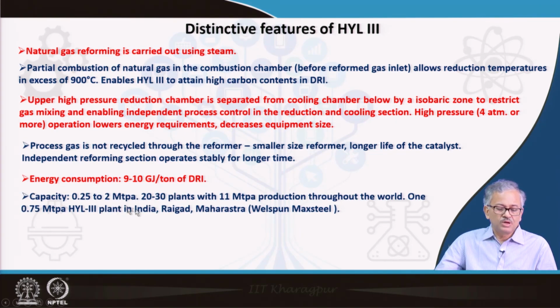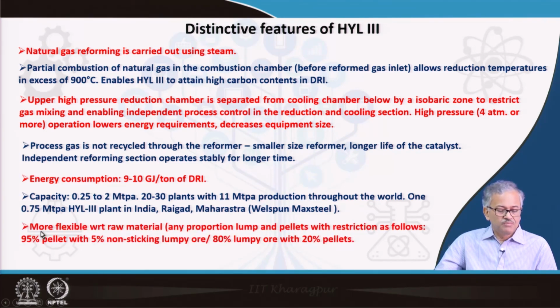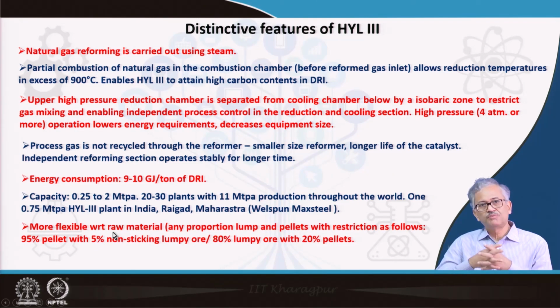Energy consumption is 9 to 10 gigajoule per ton of DRI. It is quite less than the 15 gigajoule per ton in the HOL1 process. Capacity is 0.25 to 2 million ton per annum, and 20 to 30 such plants are there with a total capacity of 11 million ton per annum production throughout the world. One of the 0.75 million ton HOL3 plants is in India, in Raigarh, Maharashtra, Welspun Max Steel.